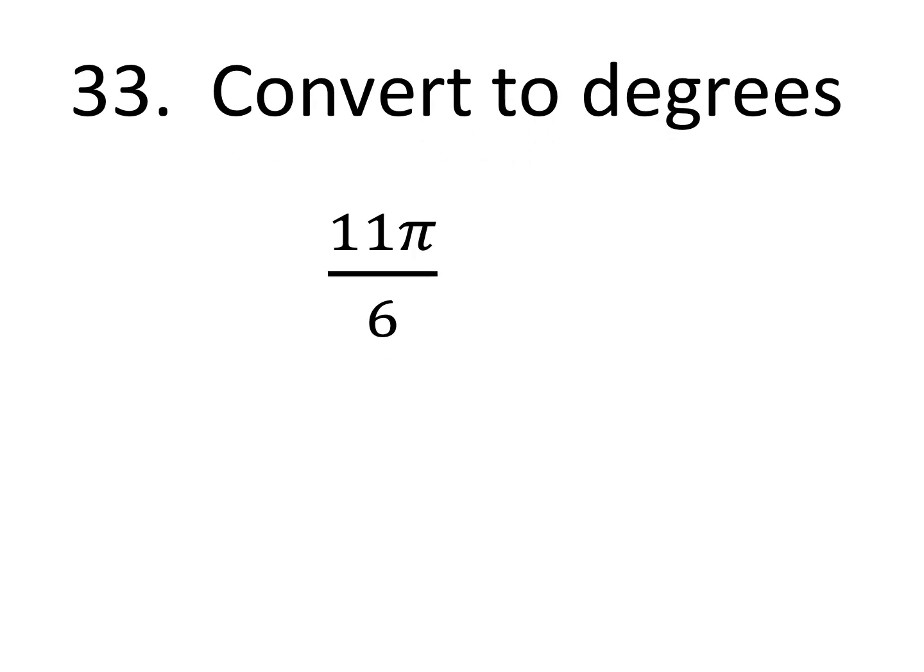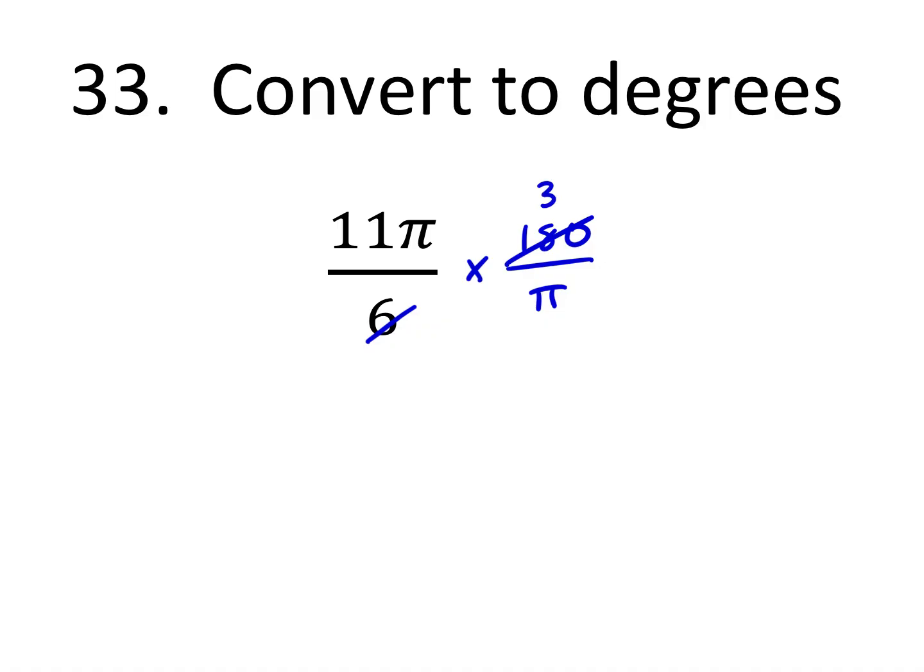Oh, let's convert from radians to degrees here. So we're going to multiply by 180 over pi. 6 goes into 180 30 times. So 30 times 11 would be 330 degrees because the pi's cancel.